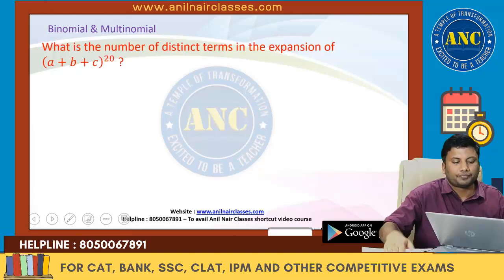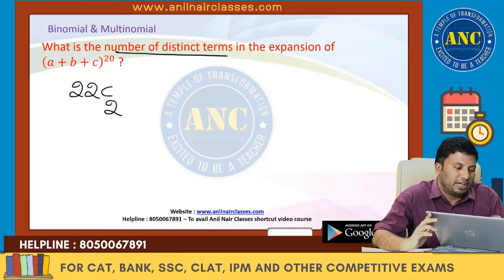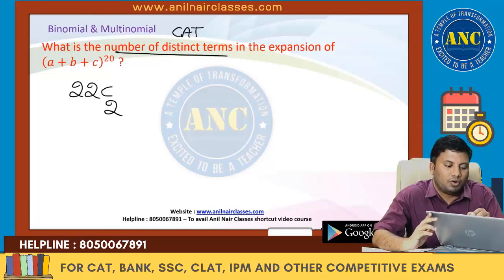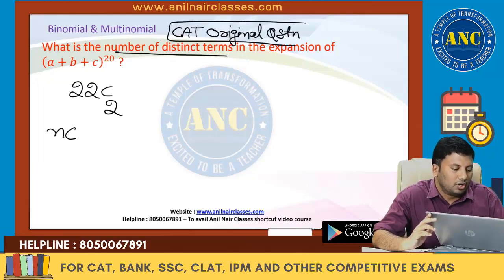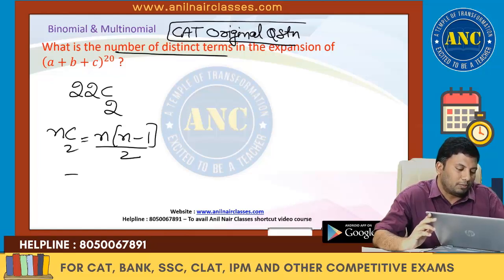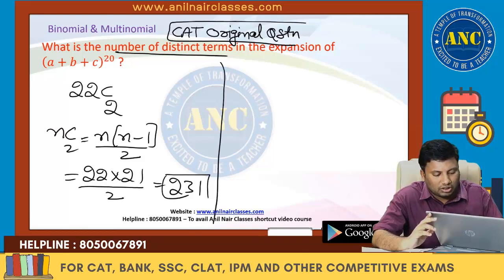Second one. Find the number of distinct terms. 20 plus 3, 23, 22C2. This is a CAT original question, sir. 22C2. nC2 is nothing but n into n minus 1 by 2. 22 into 21 by 2, which is nothing but 231.